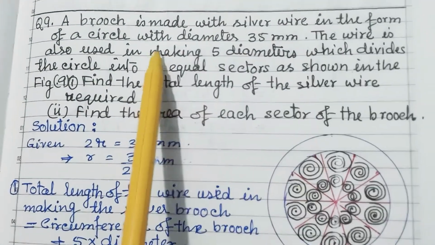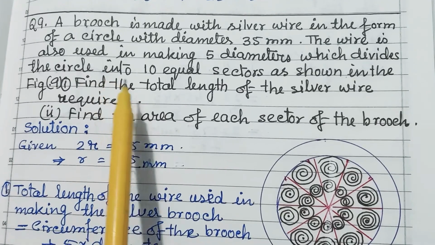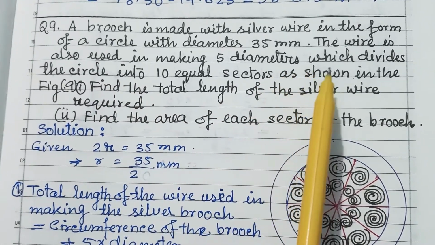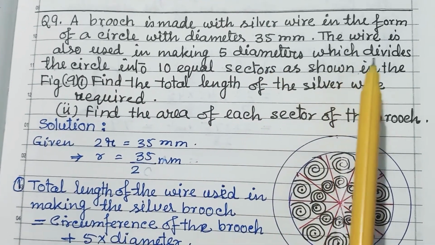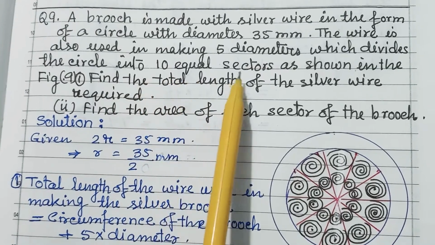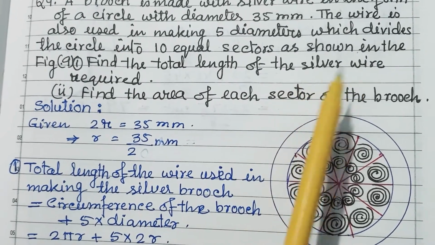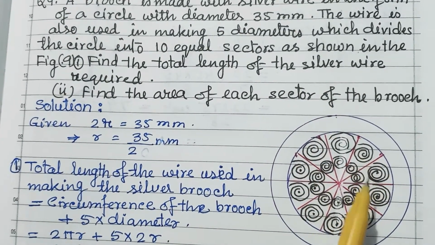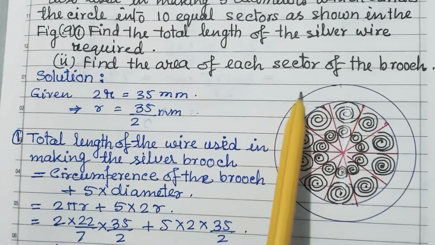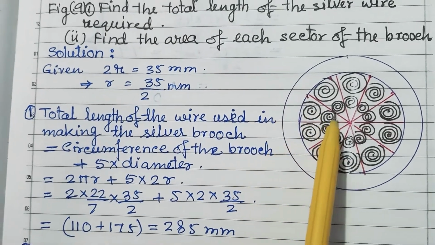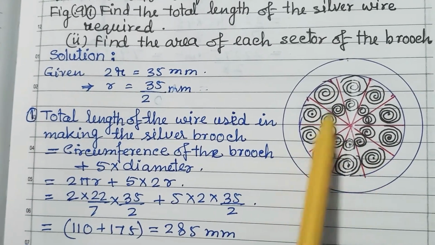A brooch is made with silver wire in the form of a circle with diameter 35 millimeter. The wire is also used in making 5 diameters, which divide the circle into 10 equal sectors as shown in the figure. Find the total length of the silver wire required. Now listen to me. This is silver wire, the single line of silver. The wire is used here, and this is the red color; these diameters are made up of silver wire.